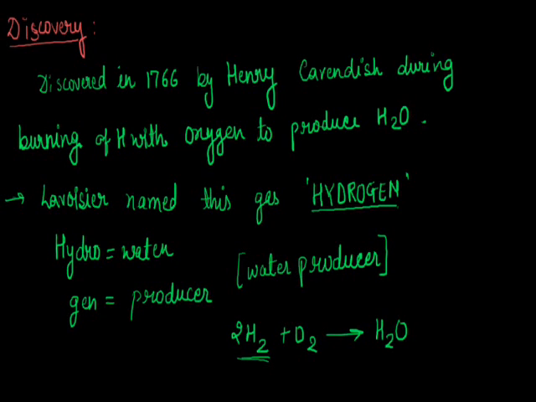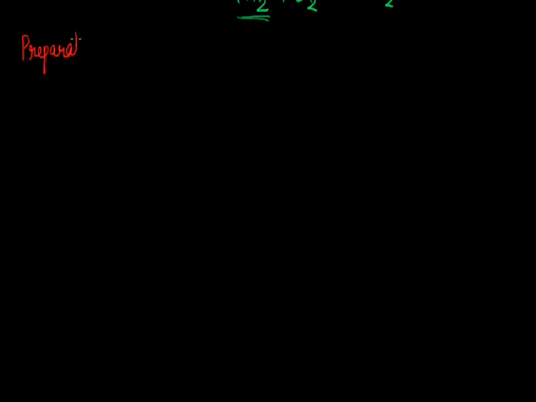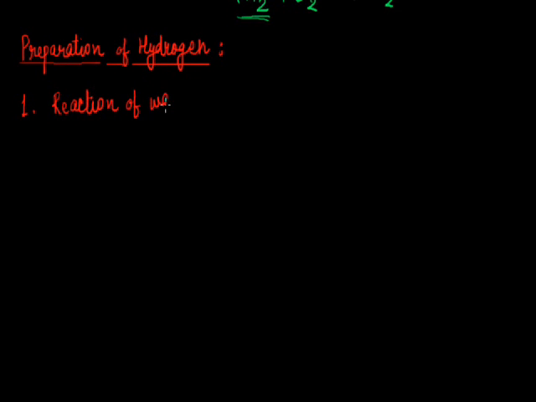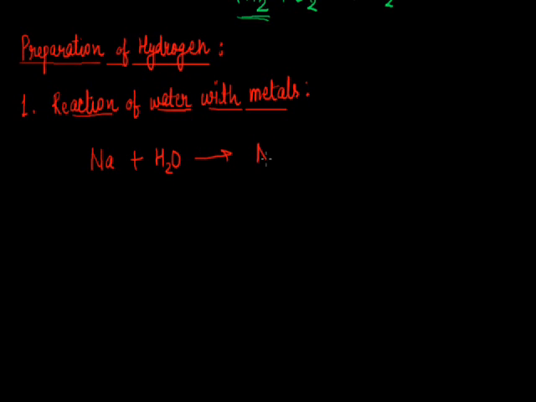Next is the preparation of hydrogen. First preparation is done by the reaction of water with the metals. When water is reacted with a metal, hydrogen gas is evolved. For example, when sodium is reacted with water, it will produce sodium hydroxide and hydrogen gas. Same with potassium and calcium.